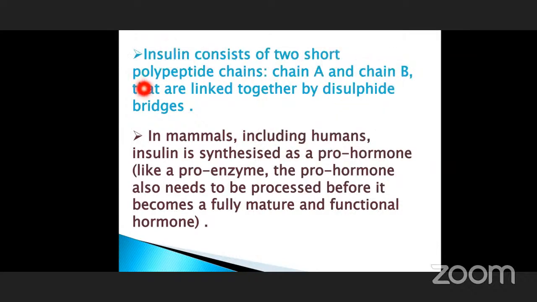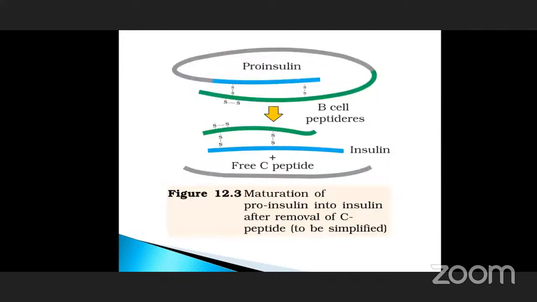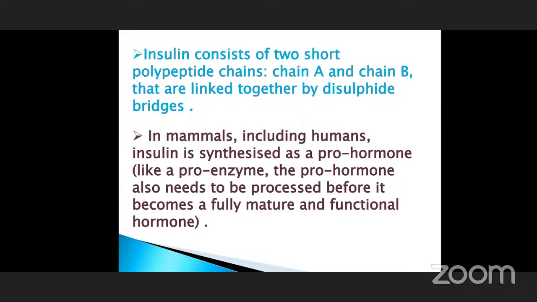Insulin is extracted from the pancreas in the natural way, but in vitro, meaning within the laboratory, with the help of E. coli bacterium, insulin is artificially synthesized. This insulin consists of two chains, chain A and chain B, that are linked together by a disulfide bridge.